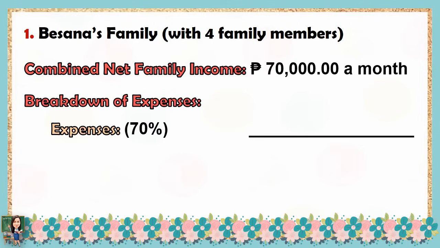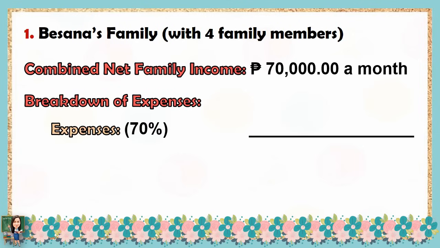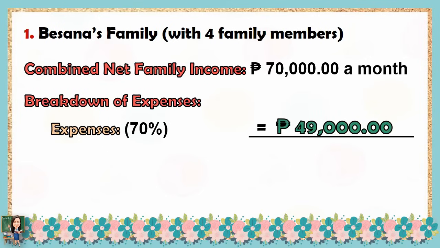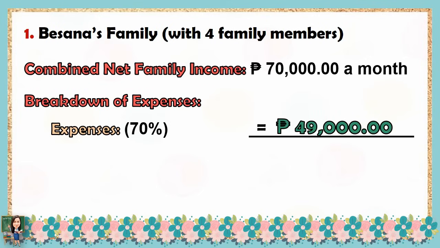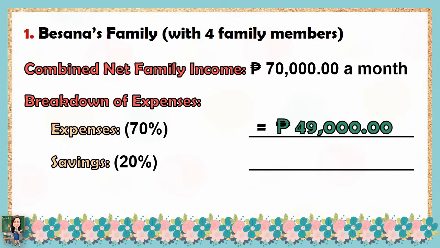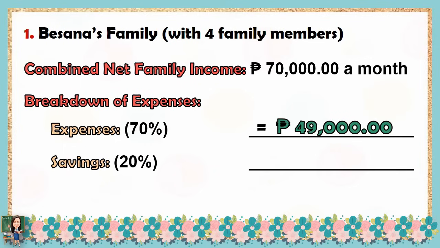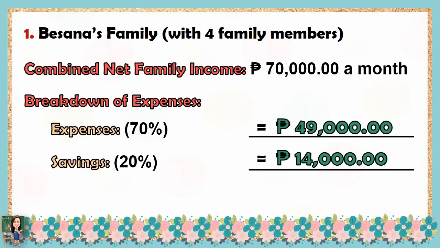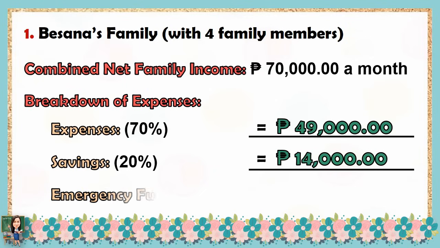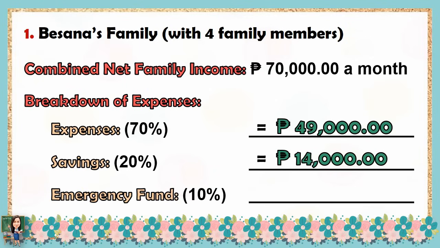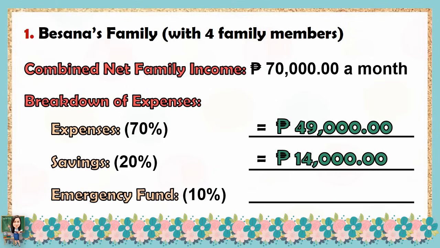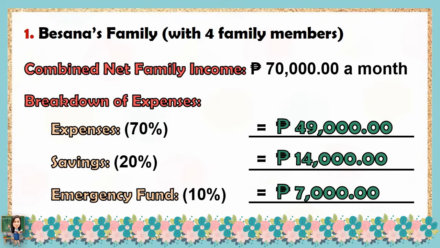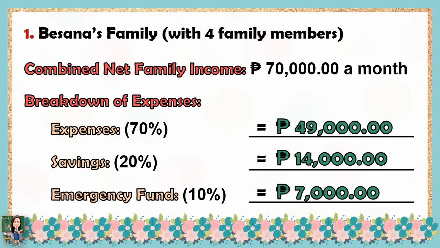Expenses, 70%. 70% of 70,000 pesos is 49,000 pesos. This budget is for expenses. Savings, 20%. 20% of 70,000 pesos is 14,000 pesos. This is for the savings. And emergency fund, 10%. 10% of 70,000 pesos is 7,000 pesos. This is for the emergency fund.